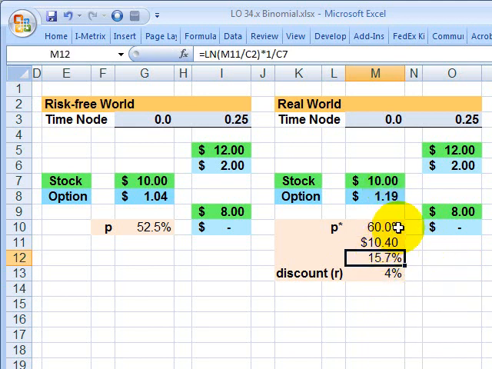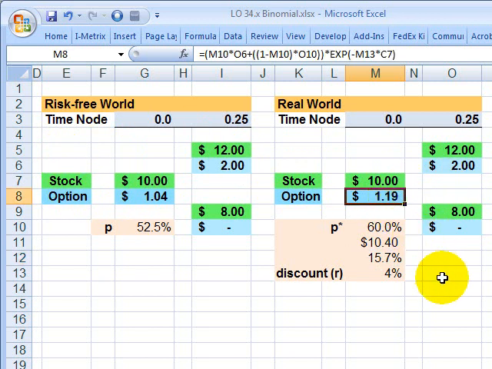And by saying that the probability of an up jump is 60%, I'm implying that in the real world where there is risk, I expect the stock to return 16%. So that's quite a bit more than our riskless rate of 4%. And now what happens is I'm going to have more weight, the 60%, applied to the 2. So on a weighted average, I'm going to get more than I get in the risk-free world, and then I'll discount that back still at the 4%, and I do in fact get an option price that's higher.